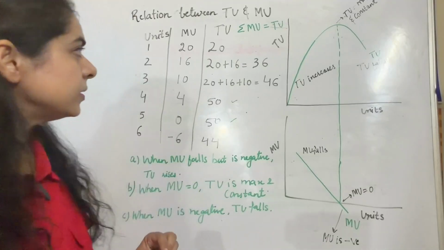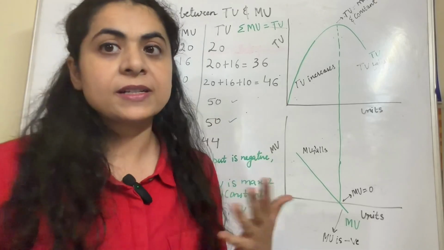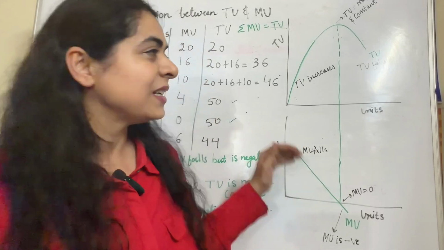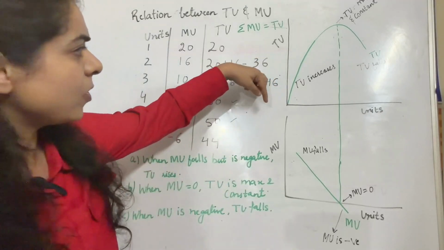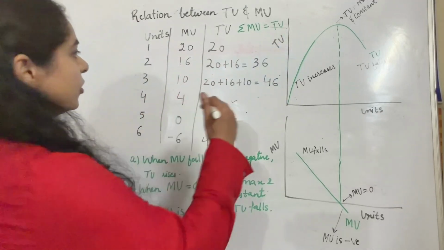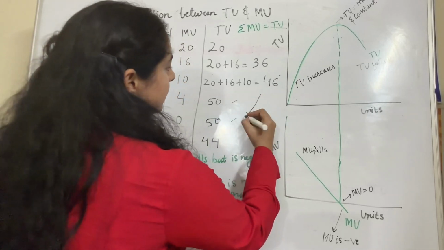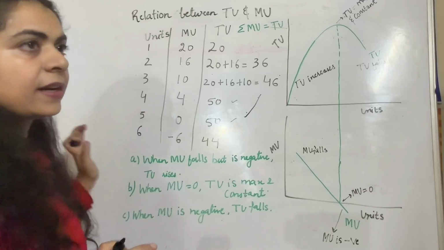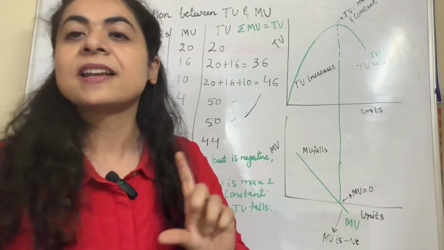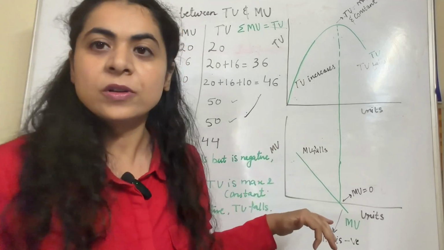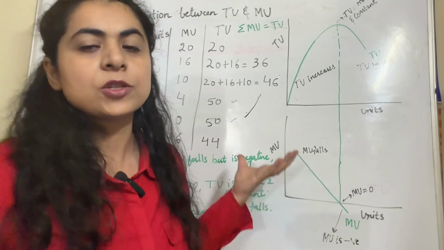So let's understand here the relation between TU and MU in the form of a diagram. When MU falls but it is still positive, TU will increase but at a diminishing rate. Please remember that the slope of the curve is like this and not like this, because this means that the curve is increasing at an increasing rate, like the total product curve. Here total is not increasing at an increasing rate because of falling MU. So the rate of change of marginal values always determines the rate of change of total values.